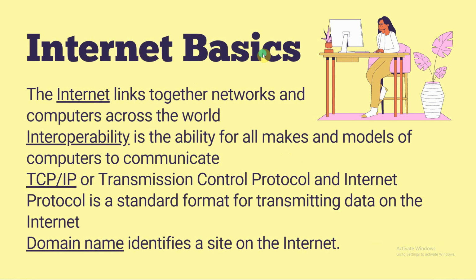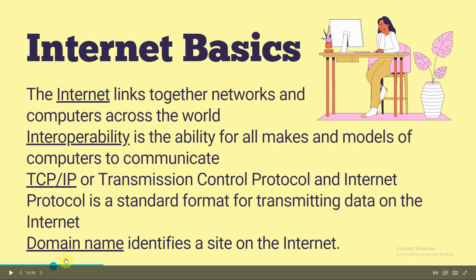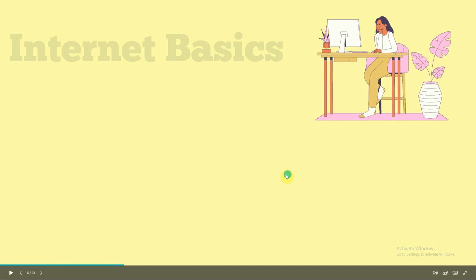So for the internet basics, the internet links networks of computers across the world. And interoperability is the term for the ability of all makes and models of computers to communicate. We also have TCP/IP, which I mentioned earlier, when you set up your computer network. The TCP/IP, the transmission control protocol and the internet protocol, is the standard format for transmitting data across the internet. As for the domain name, I think you are already familiar with it; it is the term to define and identify a site on the internet. I also have other terms here.